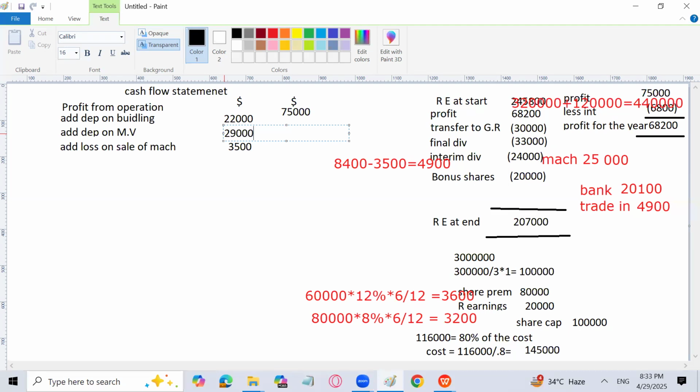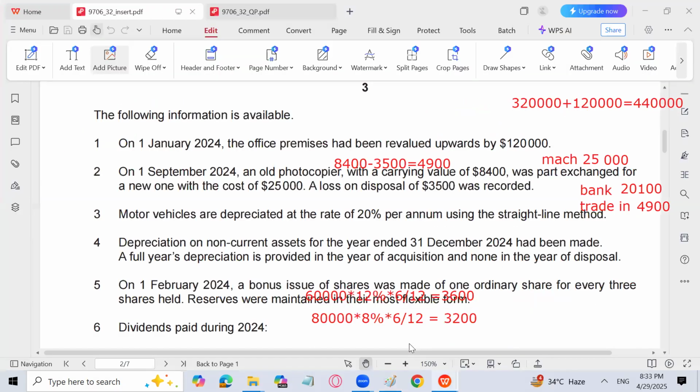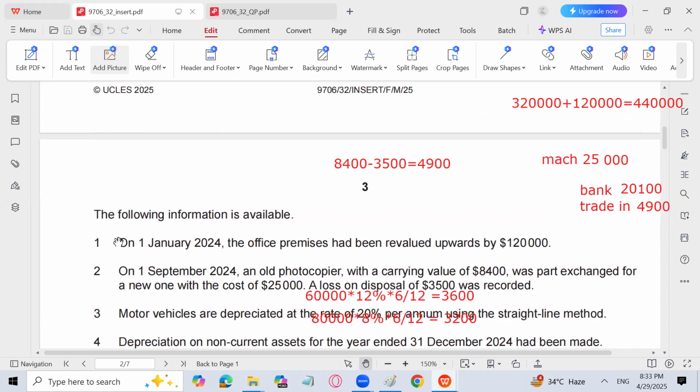Now we have to calculate depreciation on machinery. I missed that. So we have to calculate depreciation on machinery also. Okay, let's calculate that. If we talk about machinery, the depreciation on non-current asset had already been made. On 1st September, an old photocopier with a carrying value of 8,400 was part exchanged for a new one with the cost of 25,000. A loss on disposal of 3,500 has been made.